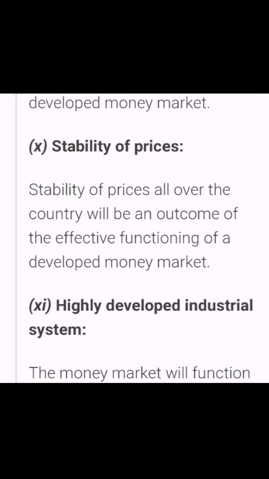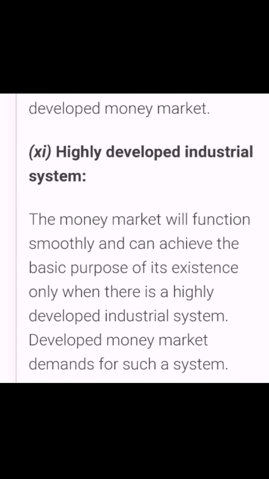Number 10, stability of prices. Stability of prices all over the country will be an outcome of the effective functioning of a developed money market. And number 11, last but not least, highly developed industrial system. The money market will function smoothly and can achieve the basic purpose of its existence only when there is a highly developed industrial system. A developed money market demands such a system.